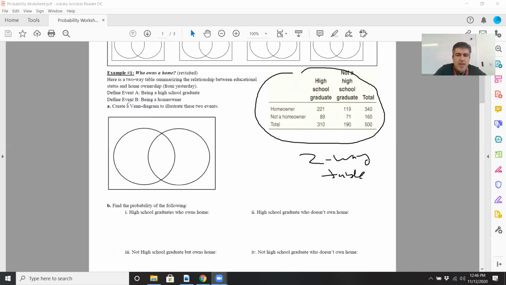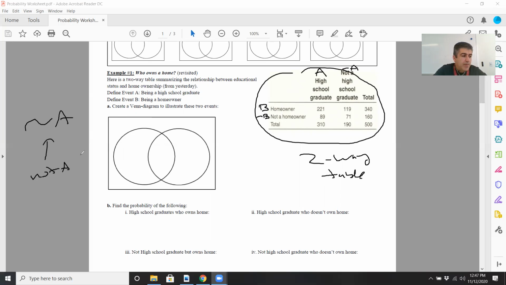Okay, so let's say set A is being a high school grad. So if you're a high school grad, that's set A. If you're a homeowner, it's set B. So then this would be not B. This would be not A. Usually you do a negative symbol, or some people will do a little squiggly line, which means not A. That's kind of like using set notation.